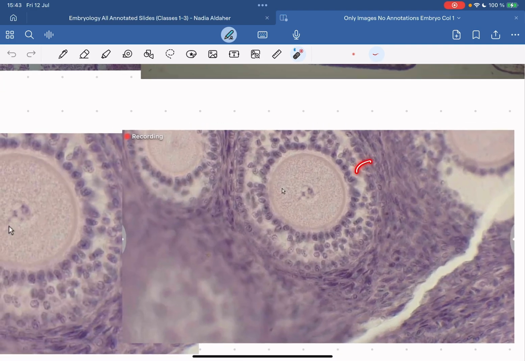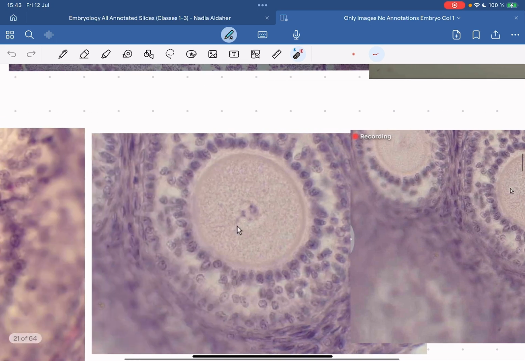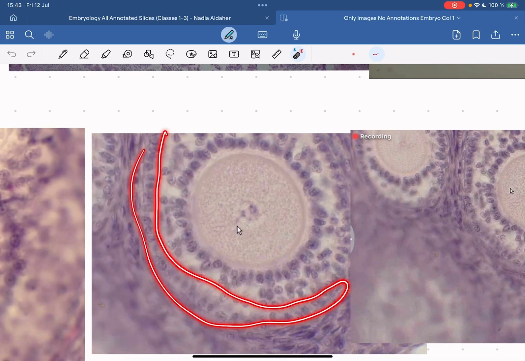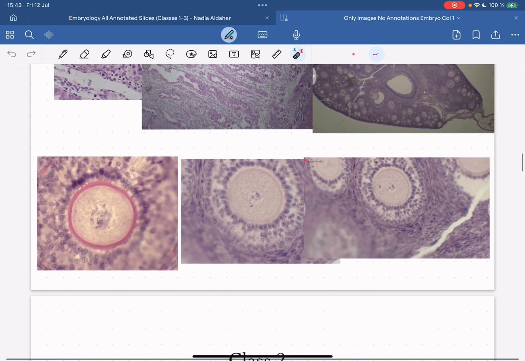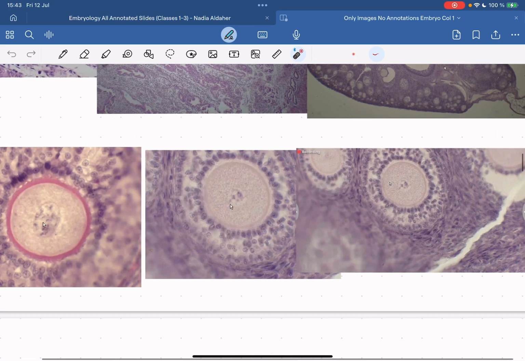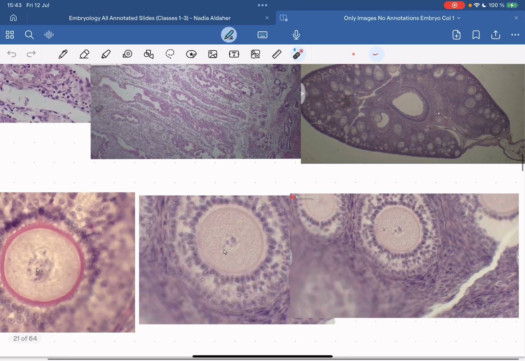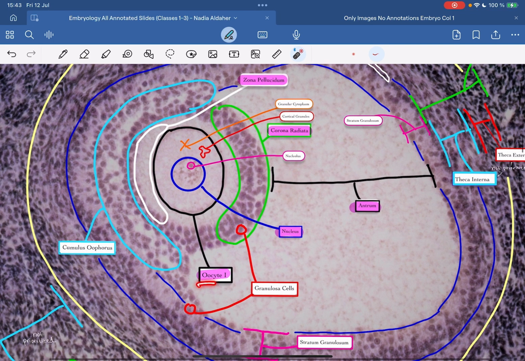So we can see it kind of here. This would be it. All of this would be it as well. So almost always we can see the columnar cell ring taking place. The most important structure would be the oocyte 1, and you have to write in oocyte 1.